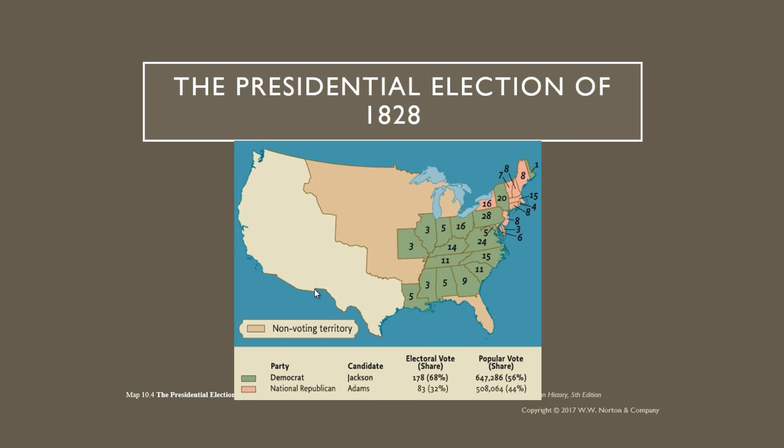Just a map showing the presidential election of 1828. This time, Jackson had the majority of the electoral votes, and again, he also won the popular vote. As you can see at this time, Andrew Jackson was a Democrat in the states that were Democrat at the time.